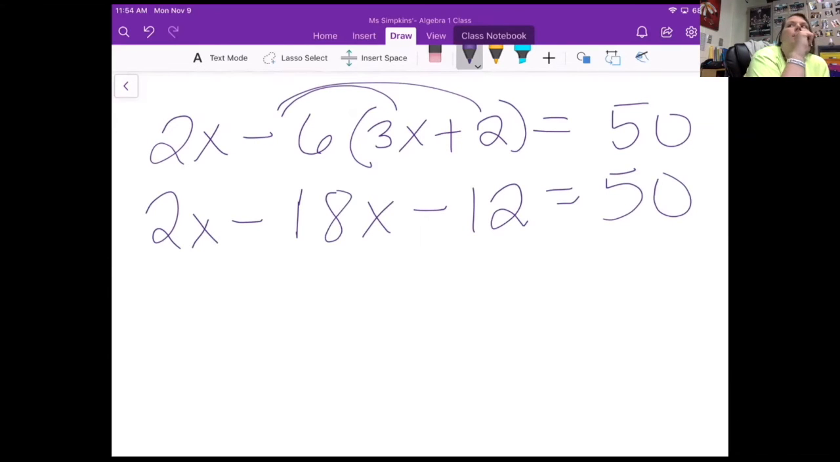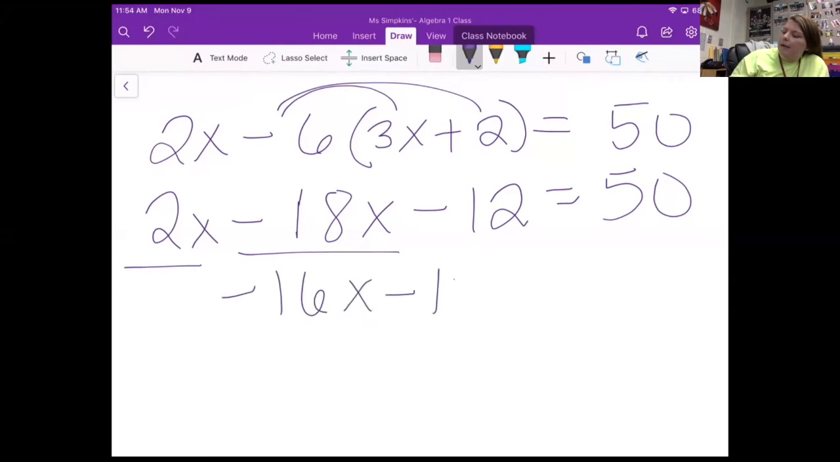What else can I do on that left-hand side? Asa? Yeah, I can combine 2x minus 18x would be negative 16x minus 12 equals 50. That should look like a 2-step equation. Your goal is to get it to look like a 2-step equation, which is something we should be confident by this point in solving. So right now to the x, we're multiplying by negative 16 and minusing 12. So we want to do the opposite of those. So we first want to add 12.